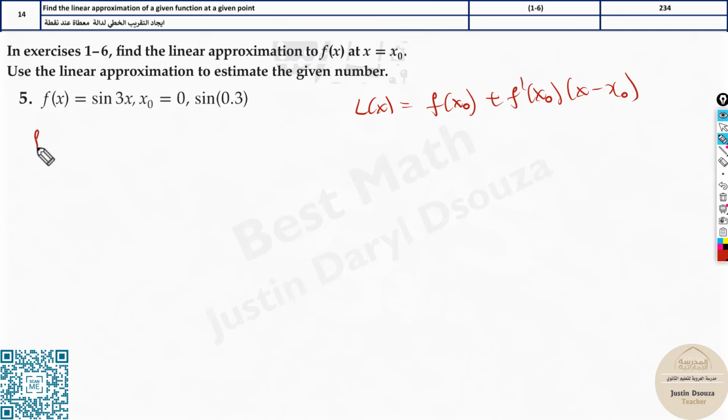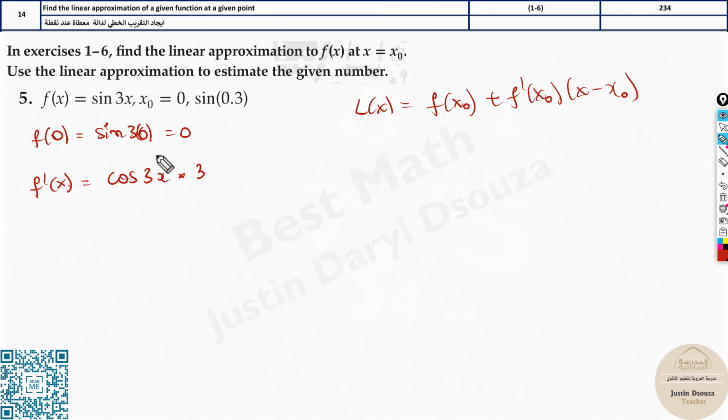Now over here, f of x naught, I'll directly substitute as 0. So here we have sine 3 times 0. Sine 0 is 0 itself, so here the answer is done. Now what is f prime of x? It'll be, sine derivative is cosine 3x multiplied by 3. Why do we write this? Because it's the chain rule. So cosine 3x is done, multiplied with 3.